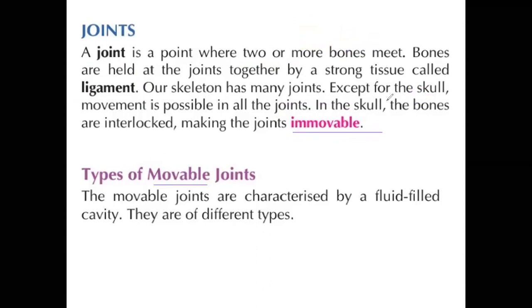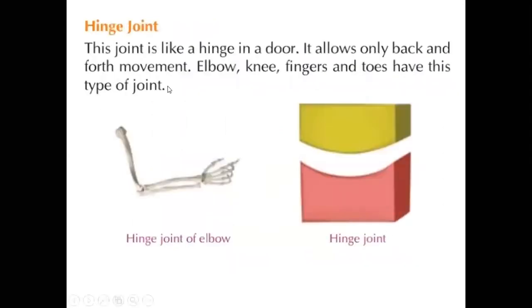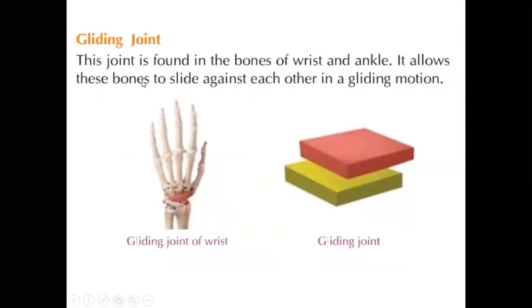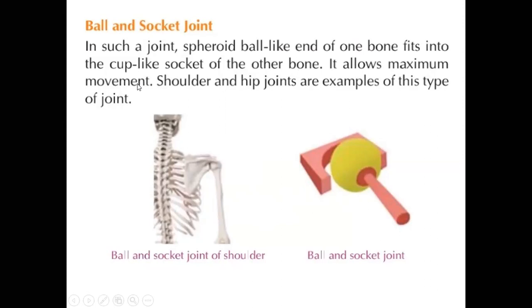These are present in our skull, right? Now, the types of movable joints. Movable joints are characterized by a fluid-filled cavity. There are different types. So what are they? Ball and socket joint, hinge joint, pivot joint, gliding joint, right? Let's discuss all of these.